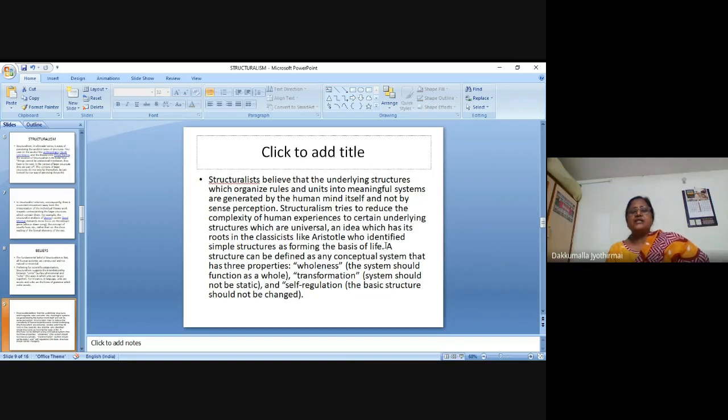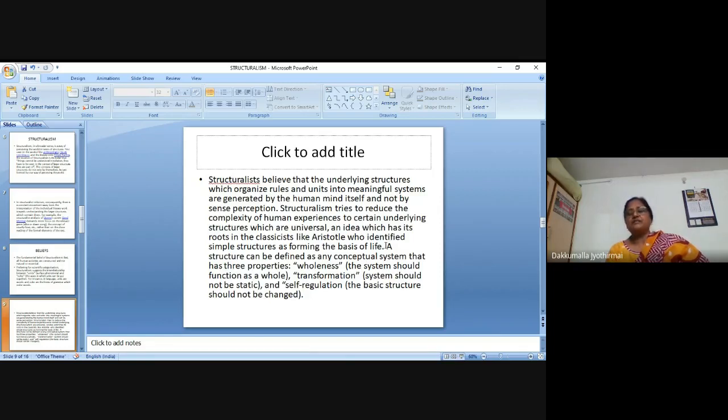A structure can be defined as any conceptual system that has three properties. So Aristotle says, what is a structure? How can we define it? Something having three properties, we can call it a structure. What is it? One is wholeness: the system should function as a whole. Second is transformation, that is, the system should not be static, and third is self-regulation, that is, the basic structure should not be changed.